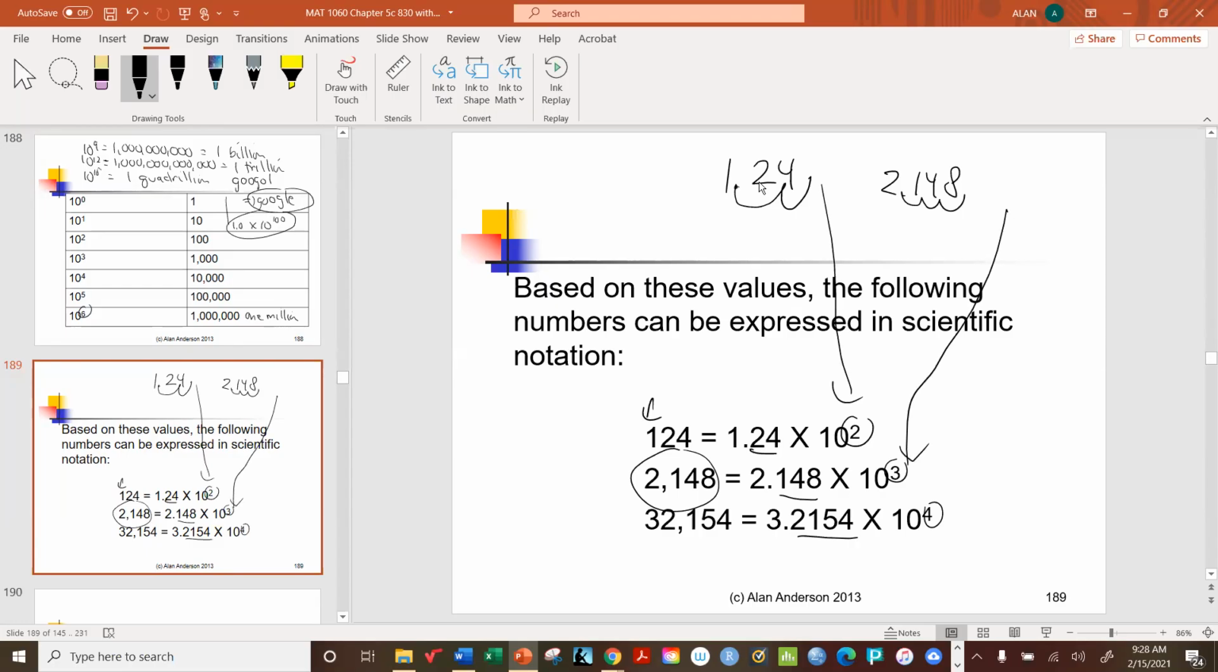How about this one? 3.2154. 1, 2, 3, 4 places to the right, and we're right back to where we started from. So therefore, the exponent is 4. Wow.